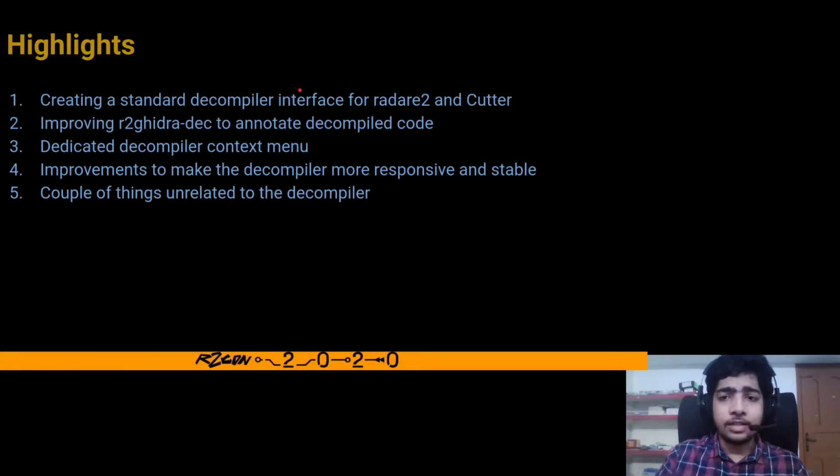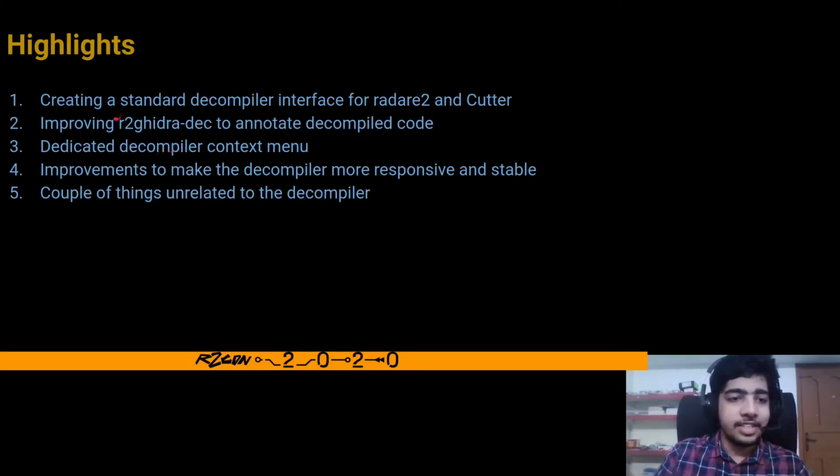First of all, R2 and Cutter do not have a standard decompiler interface. Having a decompiler interface that is uniformly used across all the decompilers that Cutter supports can be very useful. Earlier, Cutter was using a custom structure named annotated code or something similar, but that was simply not enough. I've also improved r2ghidra to better annotate decompiled code, but more on this later.